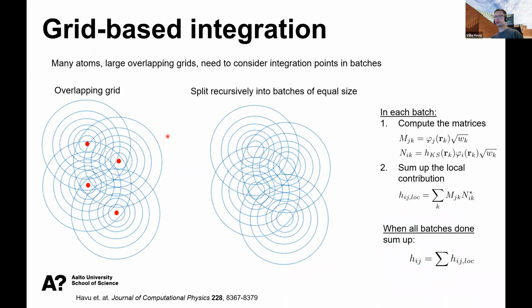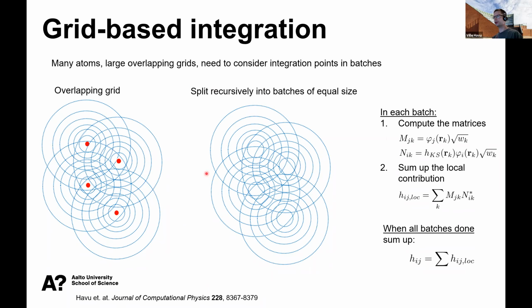And then in principle, once this is done, we can start evaluating all the integrands and doing the summation. But it's not that simple, as I said. We have a lot of atoms. Typically, you want to do more than one atom, and that's sort of the point of DFT. We have large overlapping grids. The grids can have a large extent, which means that they will overlap other atoms. If you have a molecular system or surface or something, they will extend largely into the vacuum. And what we need to do is we need to consider the integration points in batches.